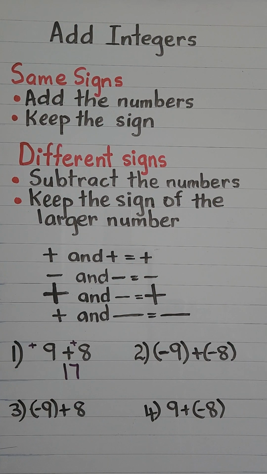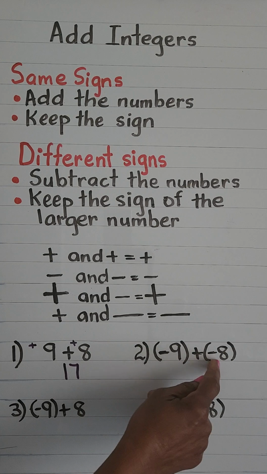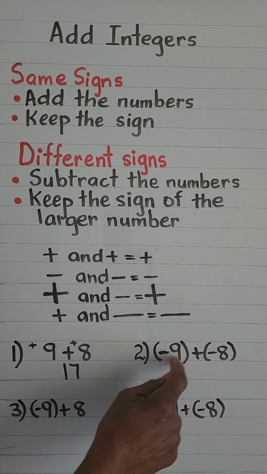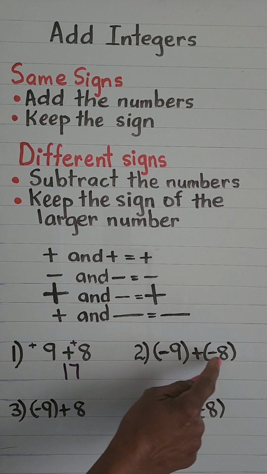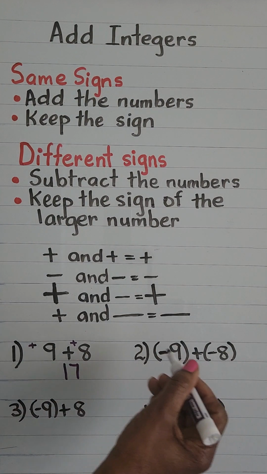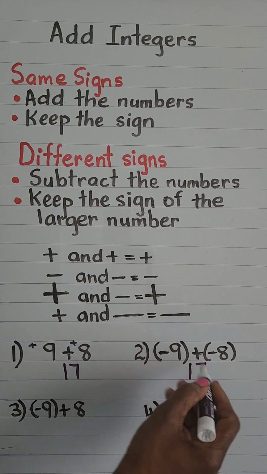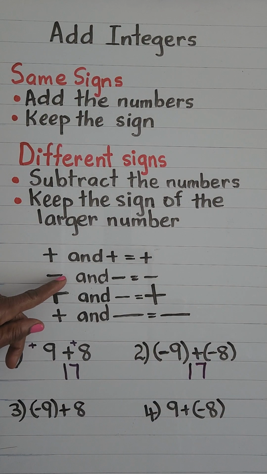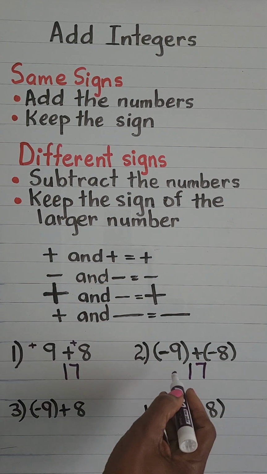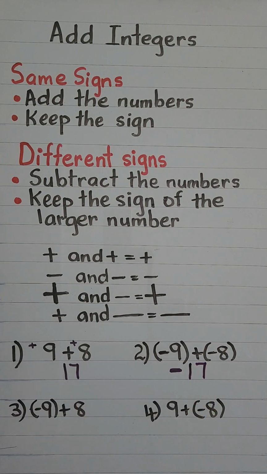Next, we have two same signs, negative and negative. And it says we are supposed to add. So let's add 9 plus 8, 17. And because they're the same sign, negative and negative is equal to negative. So that is negative 17.